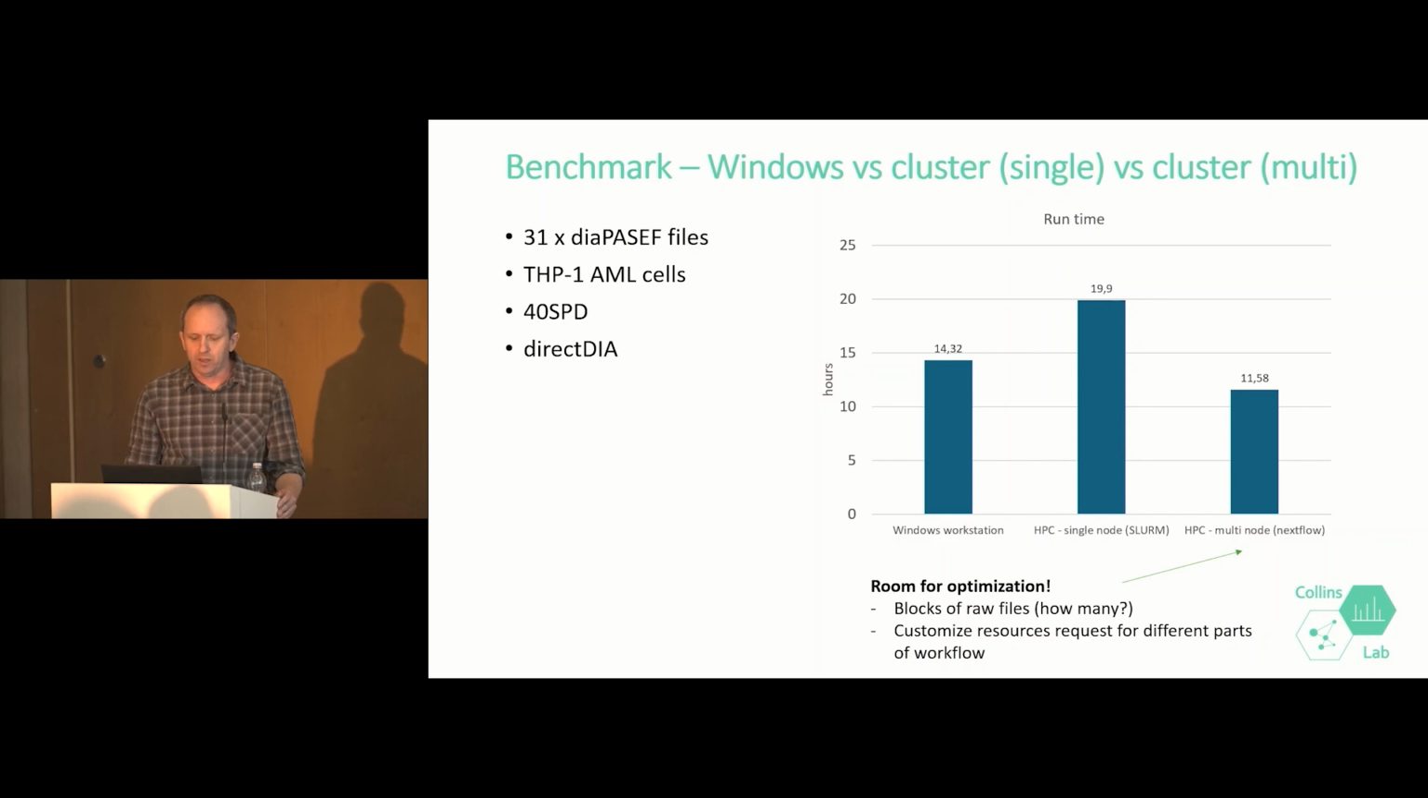So here's a quick benchmark. We didn't have a lot of time to do benchmarking with this new workflow, but this is a very quick one in terms of just how long it takes to run these things. This is 31 DIA PASEF files from some THP cell lysates. We're running 40 samples per day, and on these first 2 we're doing a direct DIA analysis, and on the last we're trying to recapitulate a direct DIA analysis, but in chunks.